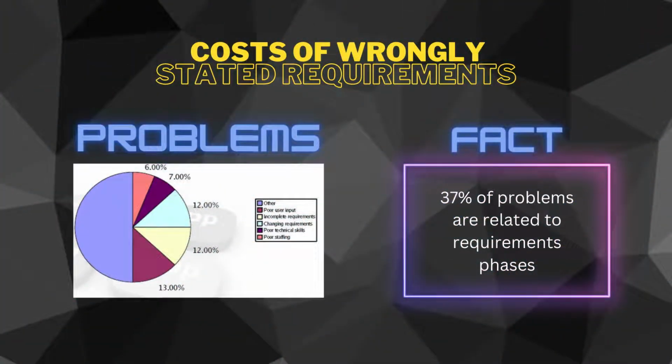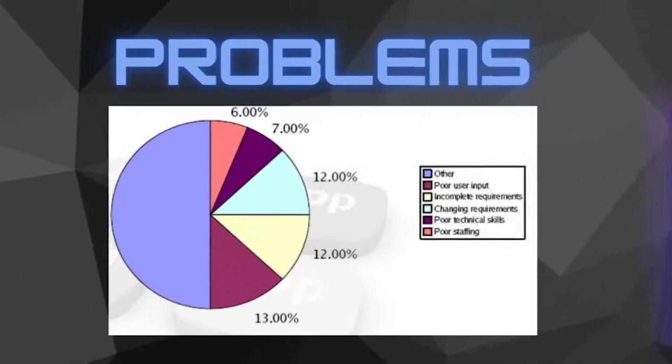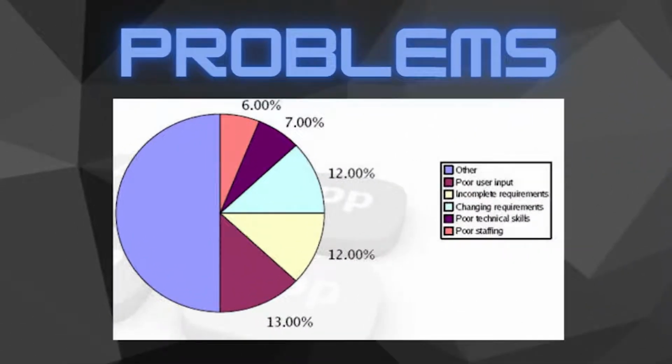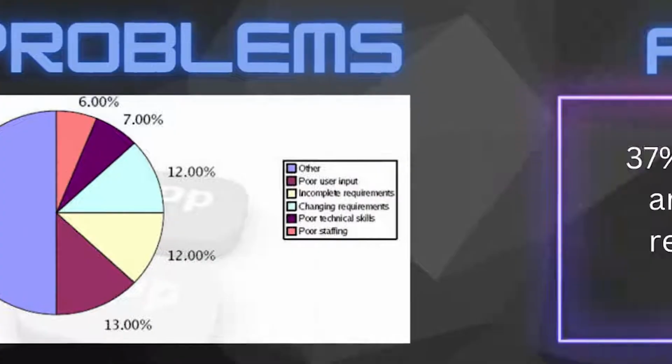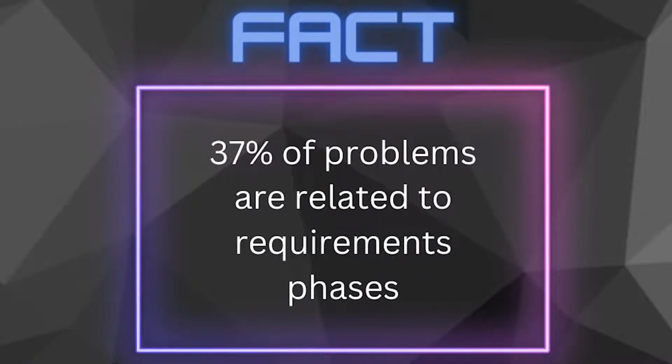And now we have reached the cause of wrongly stated requirement. As you can see, we have included a pie chart which consists of the problems that we might encounter if the requirements that we made are wrongly stated. Factually, 37% of the problems are related to the requirement phases.